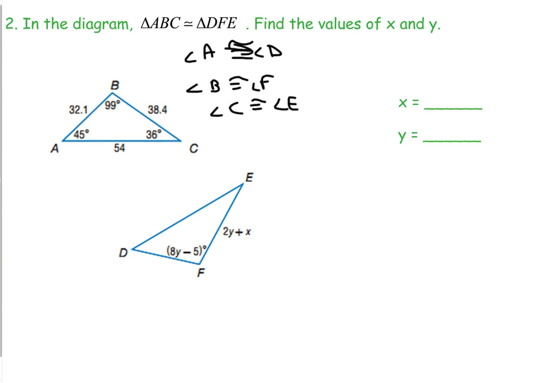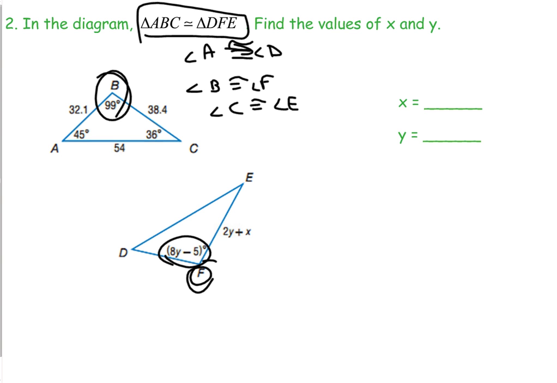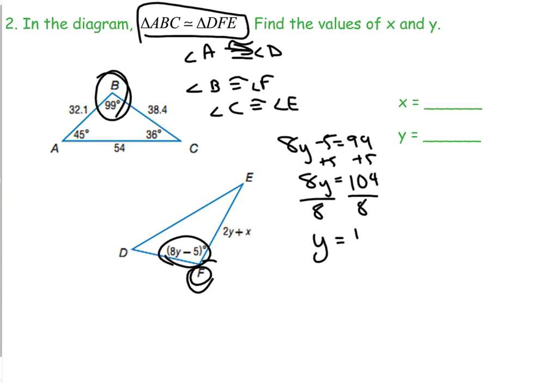Likewise for the sides. All right, so if I'm trying to figure out 8y minus 5, well, that's angle F. Angle F matches up to angle B. I know that from this congruent statement here. So now I'm going to say 8y minus 5 equals 99. So now it becomes an algebra problem. Add 5. 8y equals 104. So y is going to equal 13. So that's what y equals.